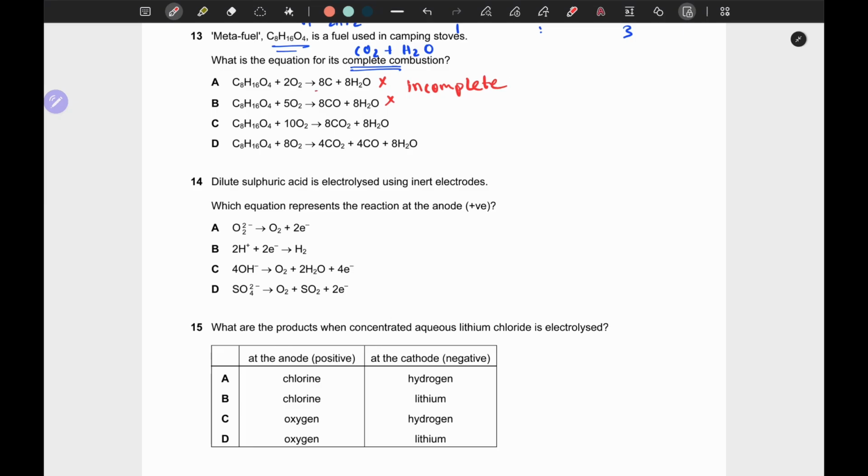We got carbon and carbon monoxide. And similarly, if you look at D, we do get carbon dioxide, but we also get a bit of carbon monoxide. So this is also incomplete combustion. So in that case, just using the idea of complete combustion, we eliminate all the other answers, and our answer for 13 is C, the only one with complete combustion. So despite not balancing the equation or even checking its balancing, C is the answer.